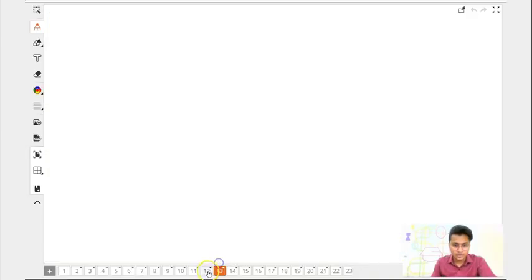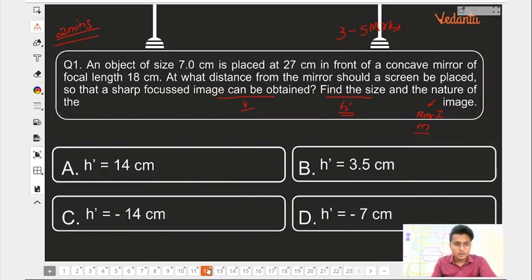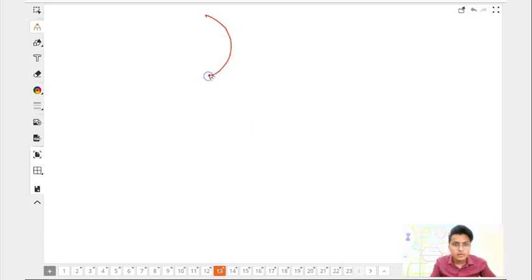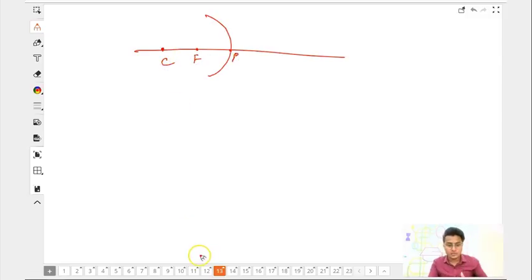Let me show it to you guys how to do this amazingly well. Okay. Let me create a new page. Now, guys, just help me out doing this. An object of size 7 centimeter is placed at 27 centimeter in front of a concave mirror. I don't care about any of the statements which stated anything. What we care about is that this is a concave mirror. So my first step, I will make a concave mirror. Made. Principal axis, done. Pole, done. Focus, done. Center of curvature, awesomely well done.